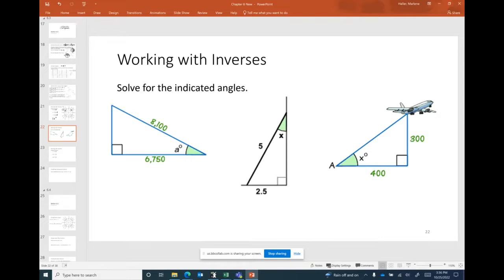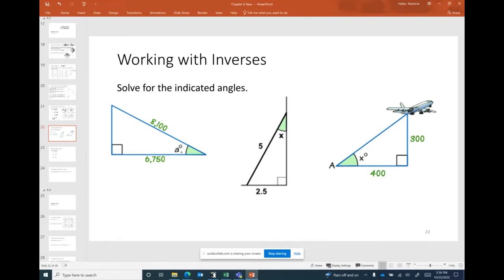Here we have some triangles, some right triangles. Let's see if we can use our inverse trig functions to solve for the indicated angle. Okay. Now, one thing we want to keep in mind here: these are all going to be acute angles. So we're really only caring about quadrant 1 for these particular applications. All right. Okay, so looking at this first triangle here, we want to solve for angle A.